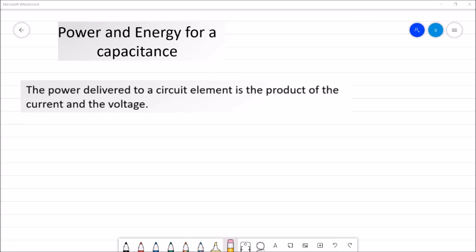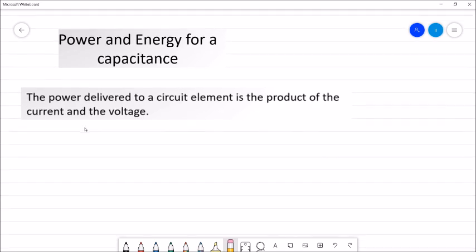So today we are going to continue our lecture on the capacitance topic. We are going to focus on the power and energy for a capacitance. The power delivered to a circuit element is the product of the current and the voltage. So P is equal to voltage multiplied with current I.